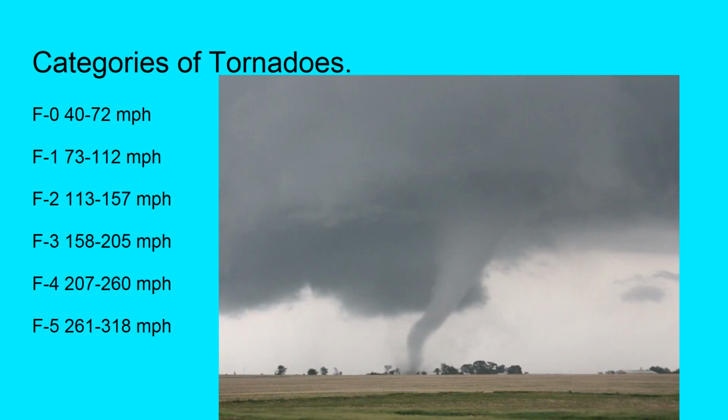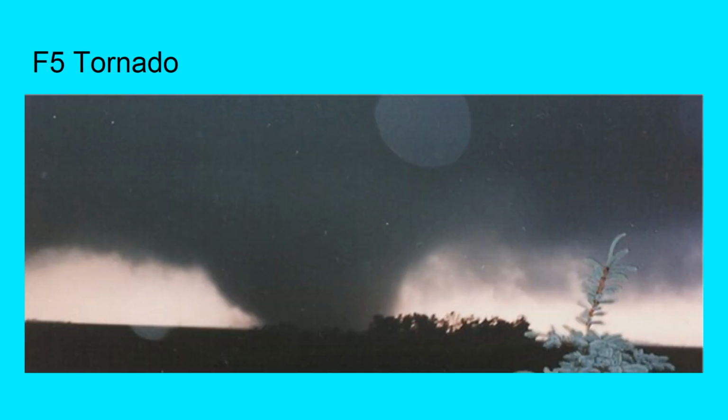Categories of tornadoes: F0, 40 to 72 miles per hour; F1, 73 to 112 miles per hour; F2, 113 to 157; F3, 158 miles per hour to 205 miles per hour; F4, 207 miles per hour to 260 miles per hour; and F5, 261 to 318 miles per hour. This is an F5 tornado. Boy, is it huge.